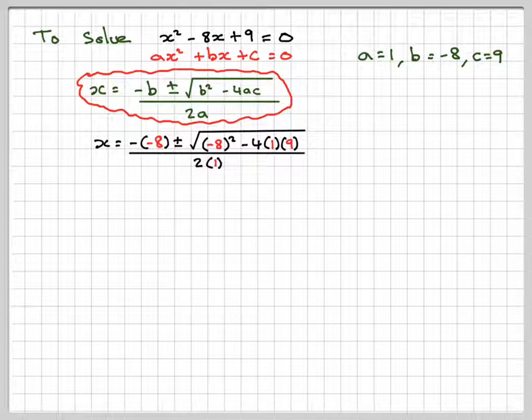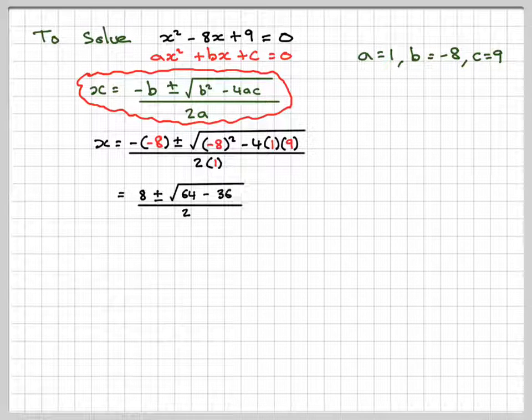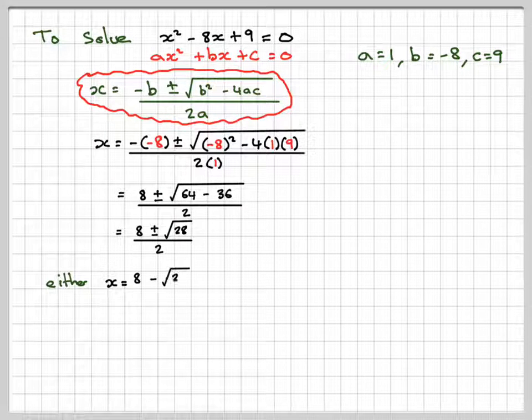Now, minus minus 8 is 8. Minus 8 squared is 64, so it becomes the square root of 64, and then minus 4 times 1 times 9 gives me minus 36, all divided by 2 times 1. And then we're going to have 8 plus or minus the square root of 64 minus 36, which is 28, divided by 2. So, either x is 8 minus root 28 over 2.